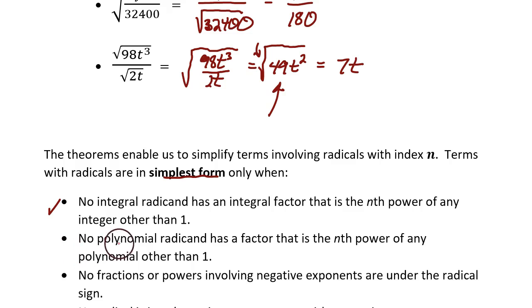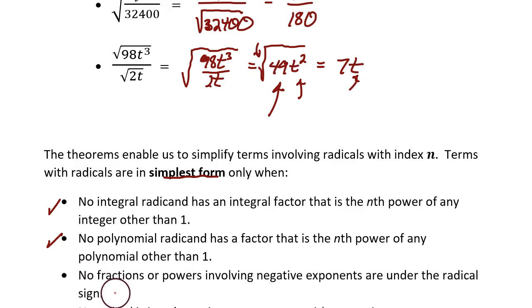Second criterion, no polynomial radicand can have a factor that is the nth power of any polynomial other than 1. That rule came into play with the variable piece. I knew that this wasn't simplified yet because the variable's power of 2 matches the index of 2. You can actually find the square root of t to the second power. It makes t.